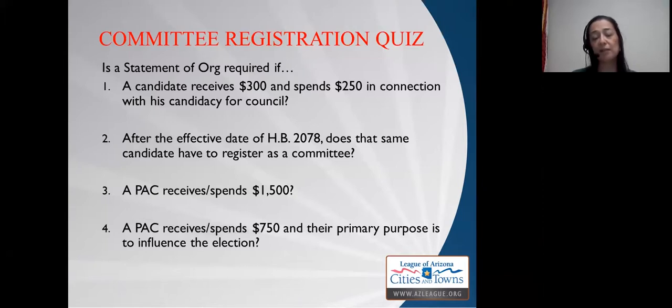Let's say you have a political action committee and they spend $750 and their primary purpose is influencing an election. So you definitely know they want to influence the election, but they are under the threshold amount. So in this situation, no, they would not have to register. Now, of course, they still need to track all of their spending and their receipts, because if they do reach that threshold, they would have to register.